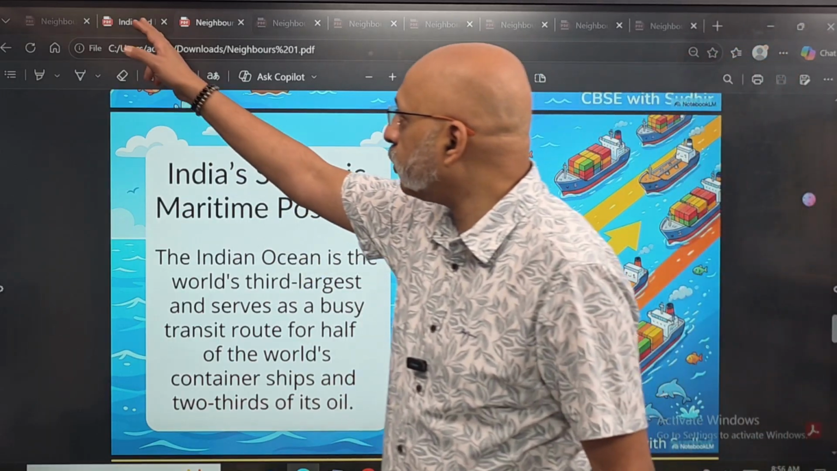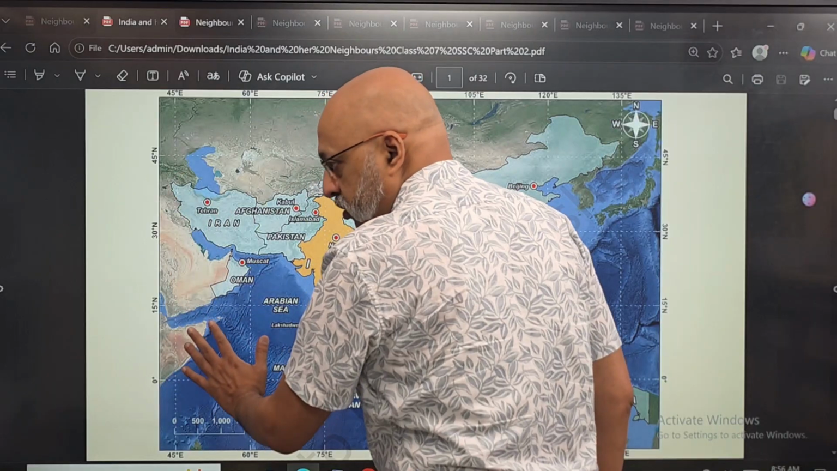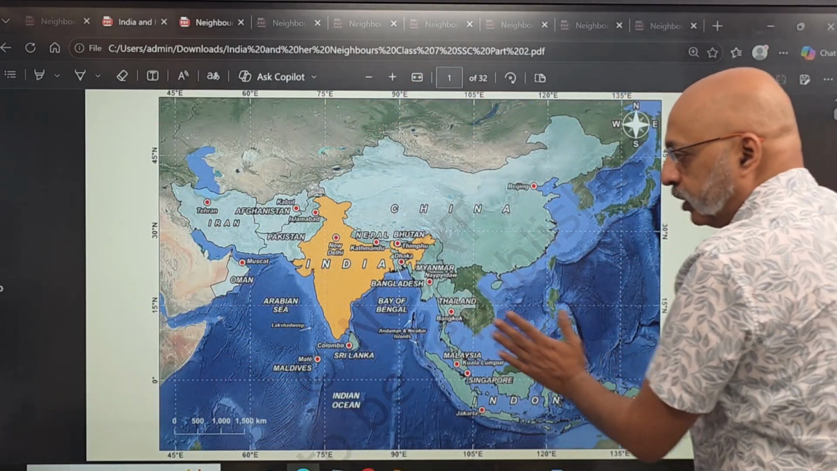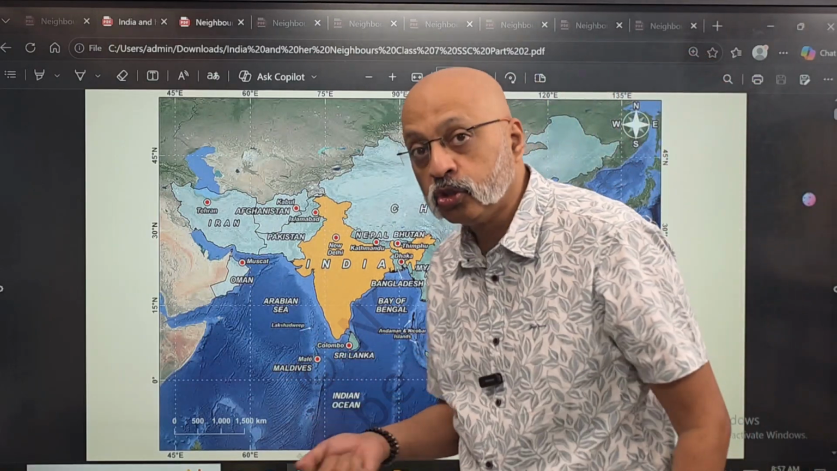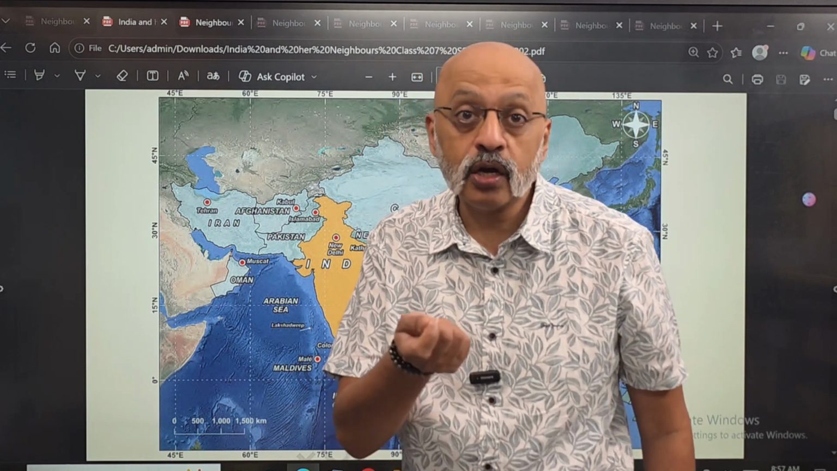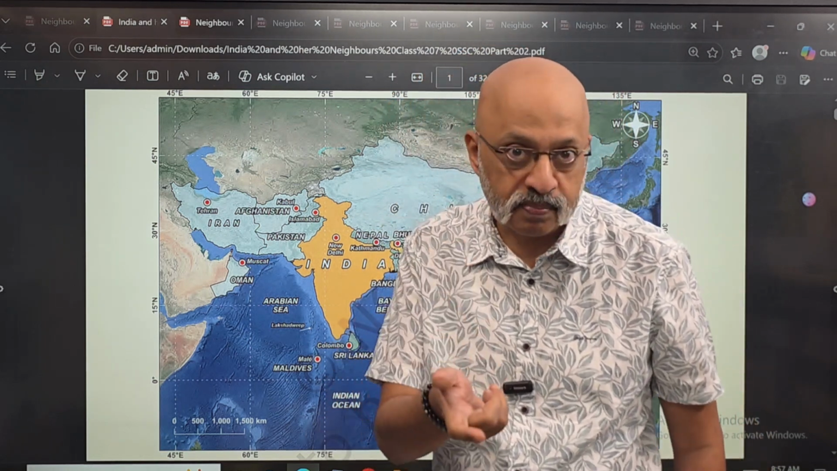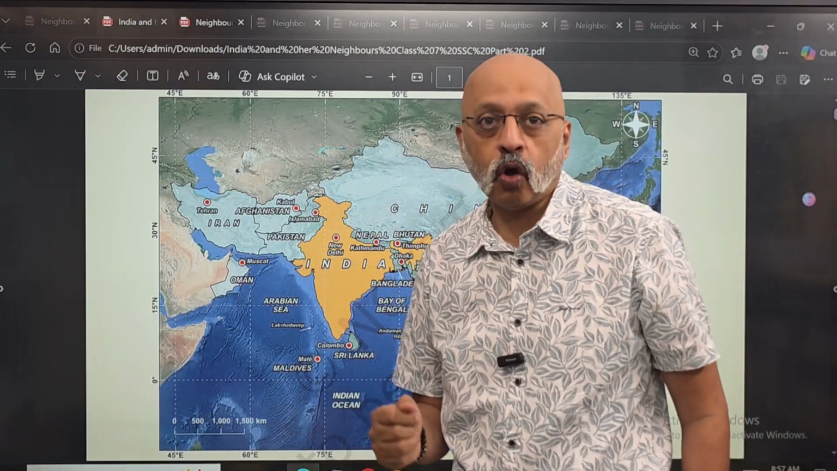So when you have to move from this part, which is the Middle East, to the other part of Asia, you have to necessarily cross the Indian Ocean. So the Indian Ocean becomes an extremely important sea trade route. Please keep writing down these keywords that I keep mentioning, because you can use them in your answers and they will elevate the quality of your answers.